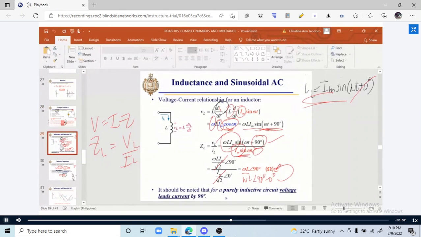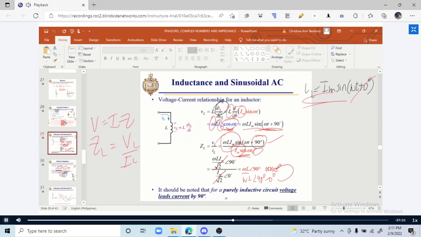Okay. So moving on, we have the inductance. We will now deal with purely inductive circuits. Okay, so voltage current relationship, as I have mentioned a while ago, for an inductor. In order for us to get the voltage across an inductor, you should at least multiply the inductance by the derivative of the current across your inductor with respect to time.